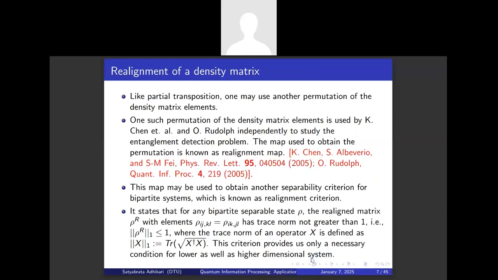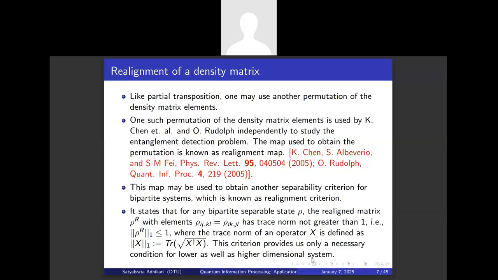This realignment criterion was given by two researchers independently. They studied this entanglement detection problem with the realignment criterion, and they are K. Chen and O. Rudolph. They independently obtained this criterion.